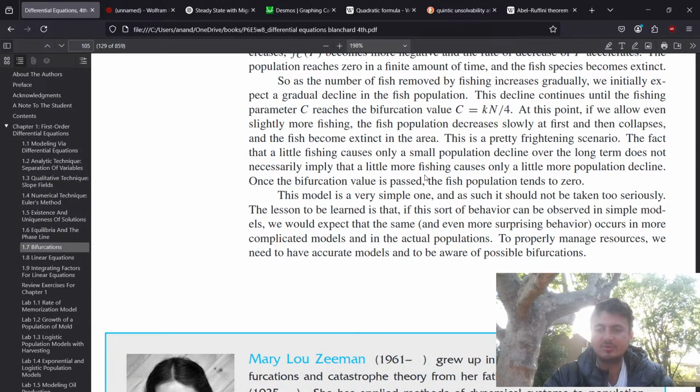This model is a very simple one, and it shouldn't be taken too seriously. The lesson to be learned is that if this sort of behavior can be observed in simple models, we would expect that the same and even more surprising behavior occurs in more complicated models and in the actual populations. To properly manage resources, we need to have accurate models to be aware of possible bifurcations. That's a good note to end on.